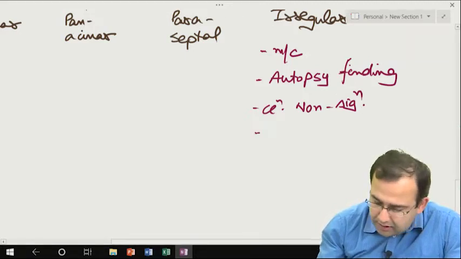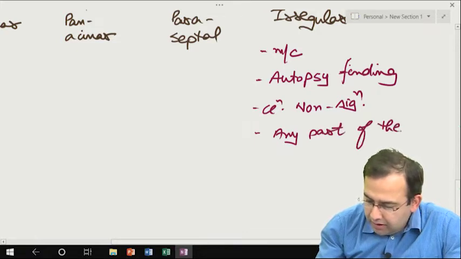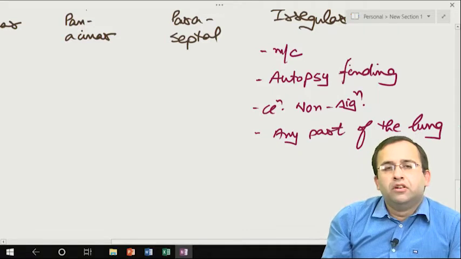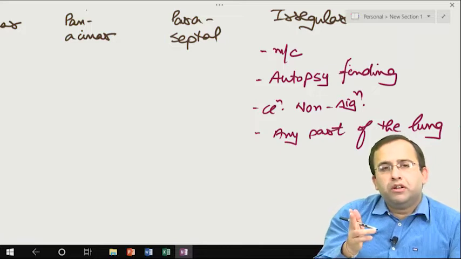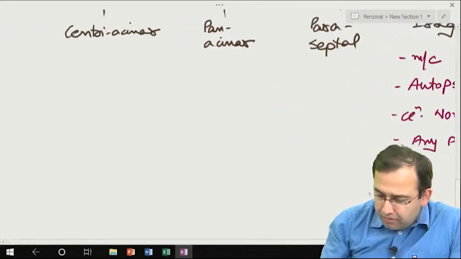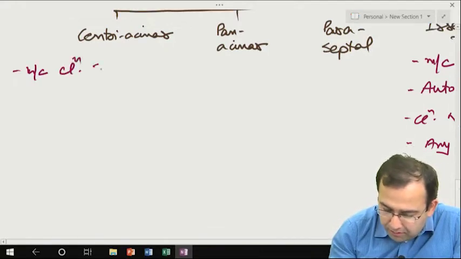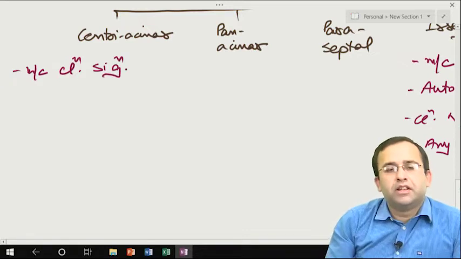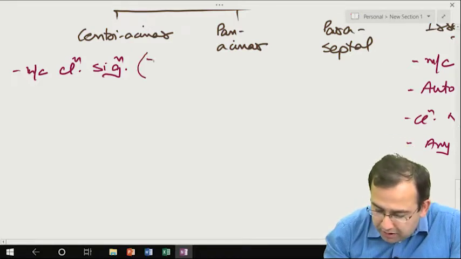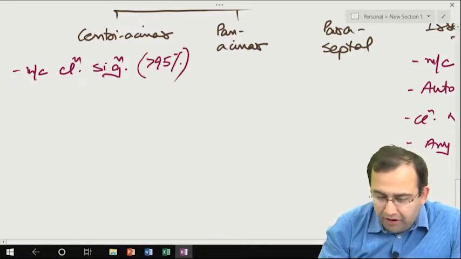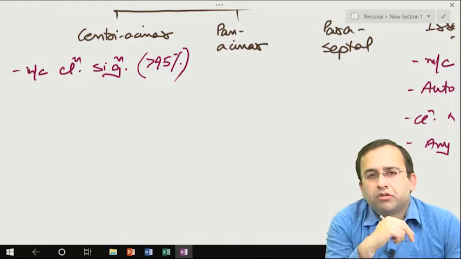Lastly, it is seen in any part of the lung. This is irregular emphysema. Next question. Most common clinically significant emphysema is centriacinar. How much? More than 95%. So more than 95% patients going to the doctor have centriacinar. So see the language of the question properly.